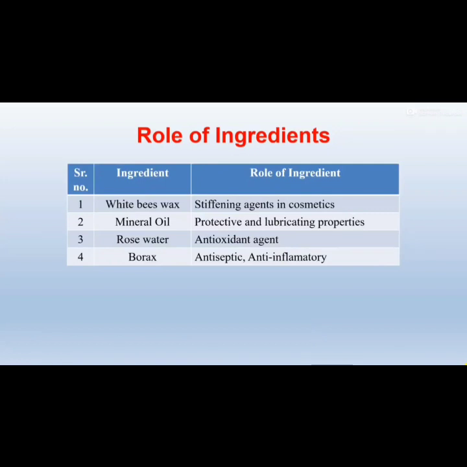Now we will discuss the role of the ingredients. White beeswax is used as a stiffening agent in cosmetics. Mineral oil has protective and lubricating properties. Rose water is an antioxidant agent. And borax is used as an antiseptic and anti-inflammatory.